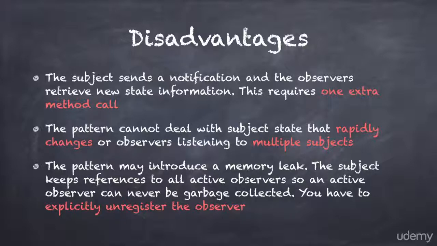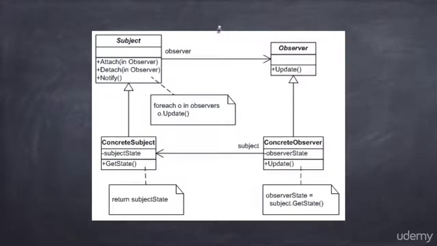Here is the UML diagram of the observer pattern. So here's how it works. The subject is in the top left-hand corner of the diagram. There's an abstract base class called subject that declares three methods: attach, for attaching an observer to the subject; detach, for detaching an observer from the subject; and notify, which will notify all attached observers.